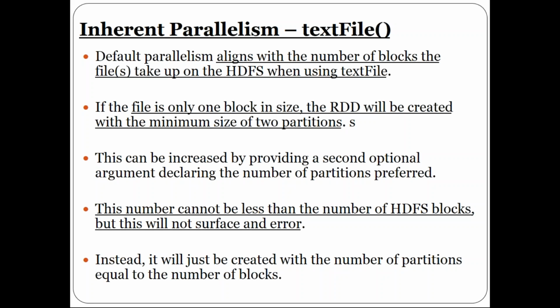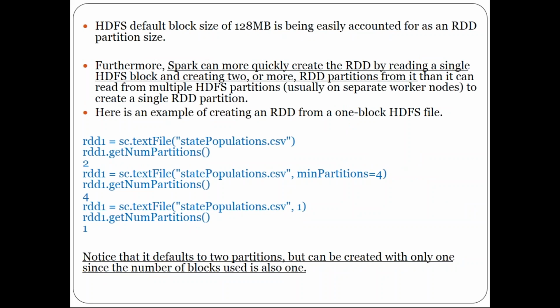Okay. This is exactly how it works. Default parallelism, you understood. You understood num slices. You understood what the default partition is based on the number of blocks you have. Now, let's take an example. You have an HDFS block size of 128 MB. It is easily accounted for as an RDD partition size. Furthermore, Spark can more quickly create an RDD by reading a single HDFS block and creating two or more partitions. That's what we learned from the beginning of the sessions. Spark first reads a file. That file will be broken into blocks, and based on the number of blocks, that number of minimum partitions will come up. Now, it can read from multiple HDFS partitions, usually on separate worker nodes, into a single RDD partition. Very good.